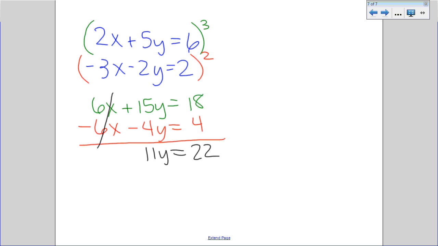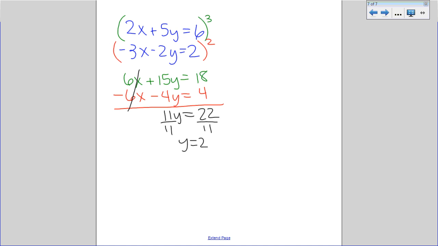I like this a lot. Why? 11 divided by 22? Divide 11 into 22 and we get y equals 2. That's why I like it, because it gave me an integer answer. And now what am I going to do with that 2? You're going to plug it in to one of the original equations for y.